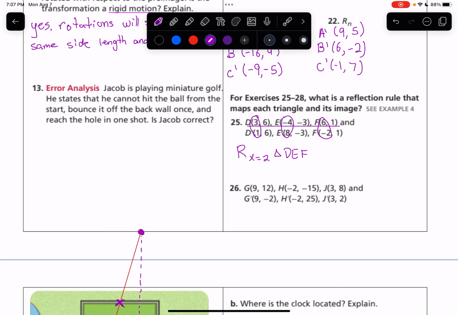Right? Same thing for 26. We look for differences. Our x's stay the same here, but our y's change. So we're going to look for the number exactly in between, because one of these is a reflection above the line, and one of these numbers is a reflection below the line. If I look at 8 and 2 and ask what number is exactly halfway in between, that number is 5, and it changed the y coordinate. So it's a reflection over the line y equals 5 of triangle GHJ.